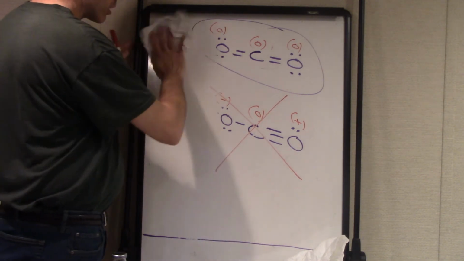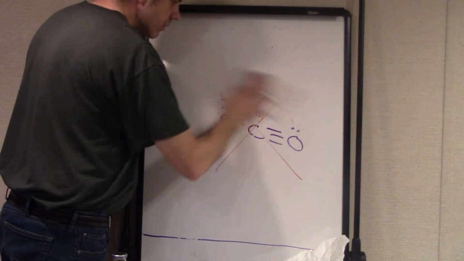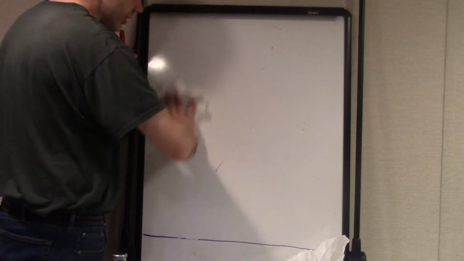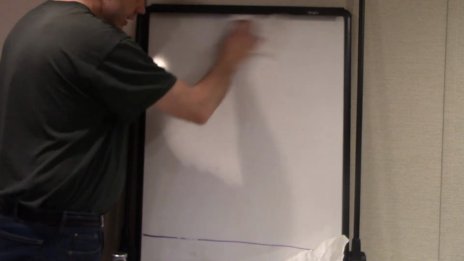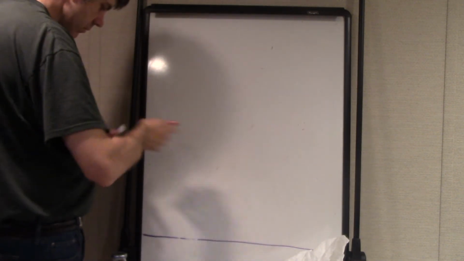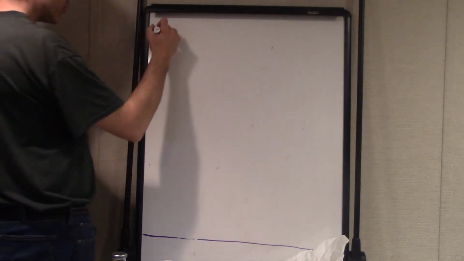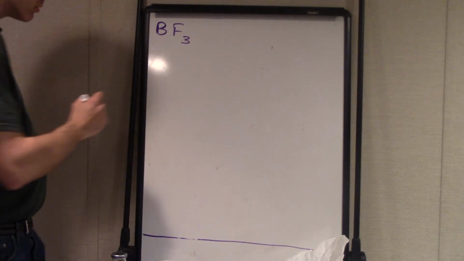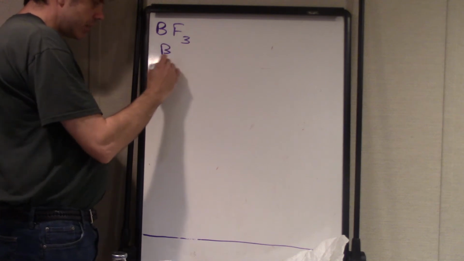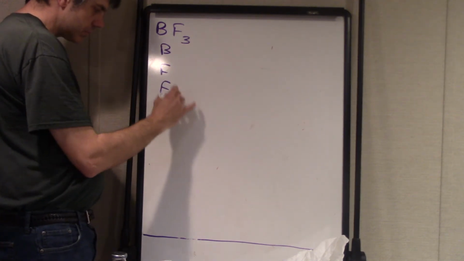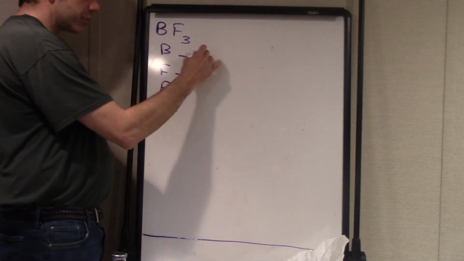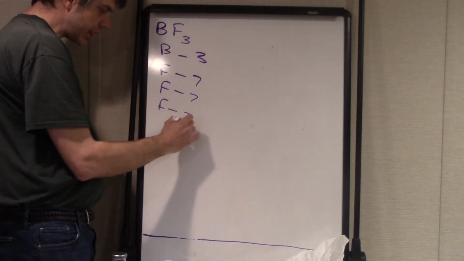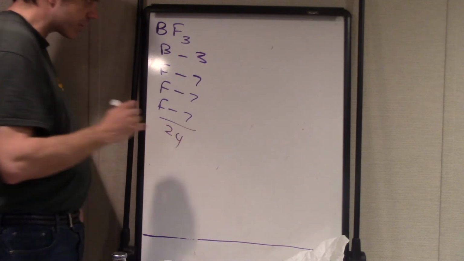So I want to do another formal charge example, how you can use this to break a tie. The example I want to do is BF3. So BF3, we would have 1 boron, 3 fluorines. Boron's in group 3A, fluorine is in group 7A for a sum total of 24.